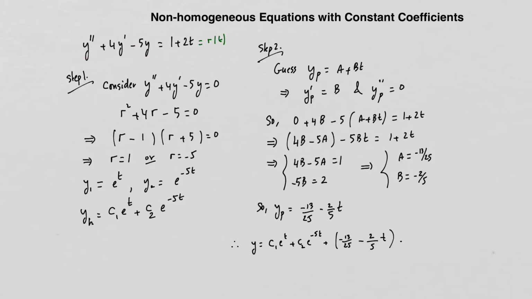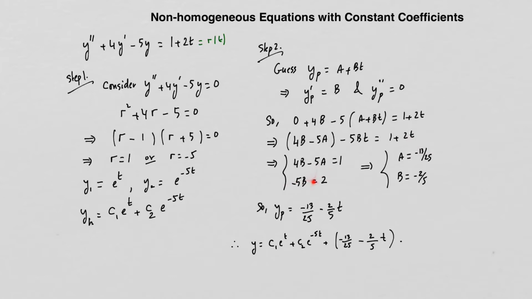So for y double prime, we're going to plug in this function here. So y double prime is 0, plus 4 times y prime, which is b, minus 5 yp. And you're going to force that to be 1 plus 2t. And hence the forcing function, a forcing term. So I rearrange my values here. There are some constants in here, and there are some pieces that have t in them. So I separate them. So 4b minus 5a has to equal 1. And -5b t has to equal 2t, right?